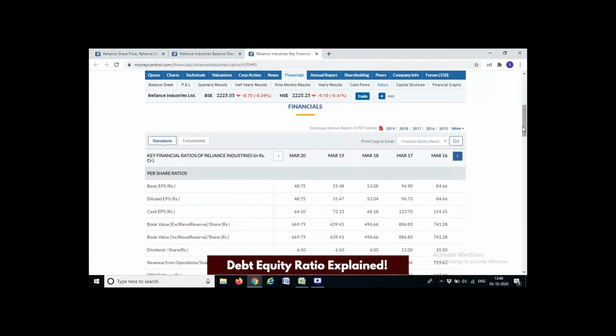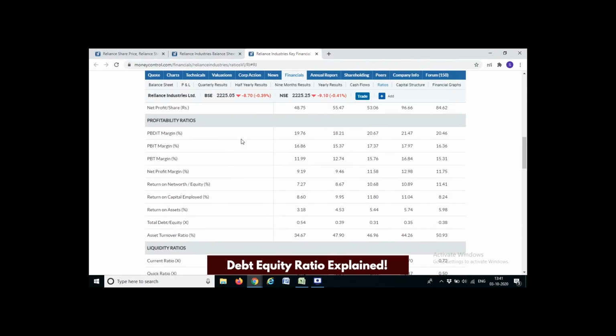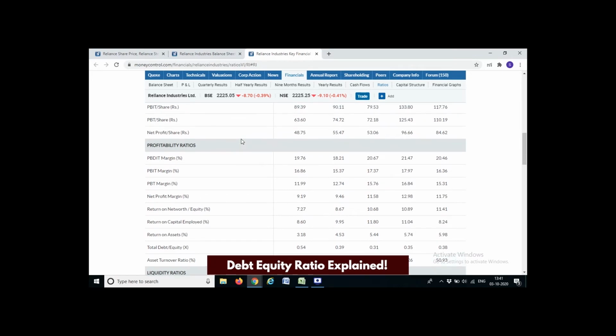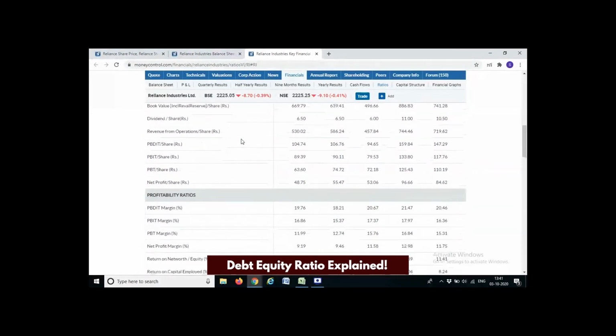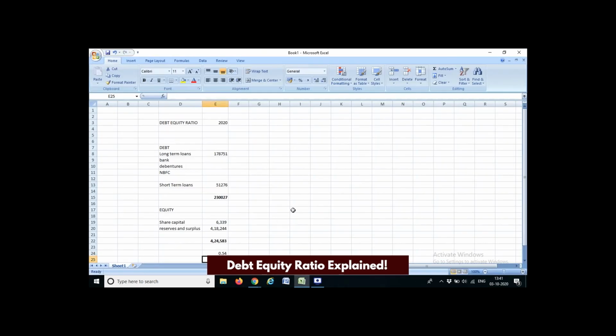so this is the balance sheet. Technically it should be reflected in leverage ratios, but here for some reason they've reflected it under profitability ratios, which is completely wrong. But it's here. So even if you do not have so much time to calculate it, you can simply go here and check out this ratio. So what is it? It's 0.54, which is what we have calculated.